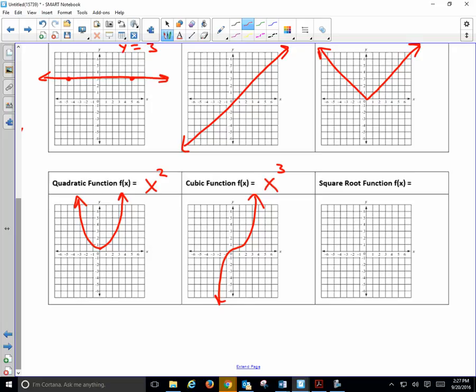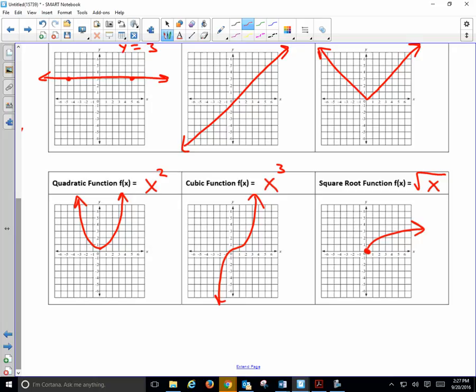And our last example would be the square root function, or the square root of x. Can you take the square root of negative numbers? No. So as you look at this, you can tell that it doesn't go over to the negative side at all. Okay, there are no square root of negatives. Okay.